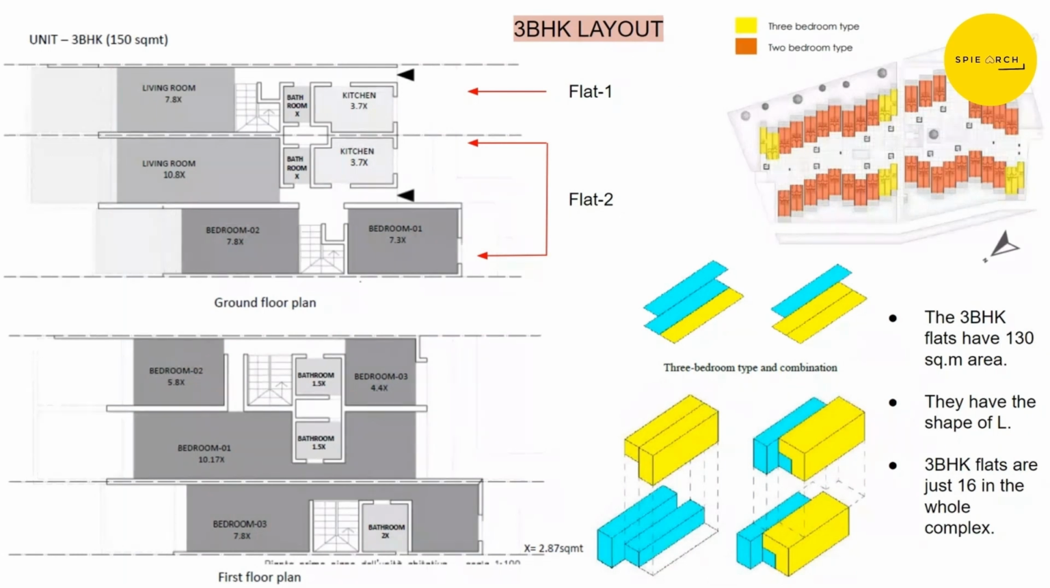For 3 BHK, only 16 units are provided, each of 130 square meters area. And these are denoted in yellow color in the zoning plan. Next.